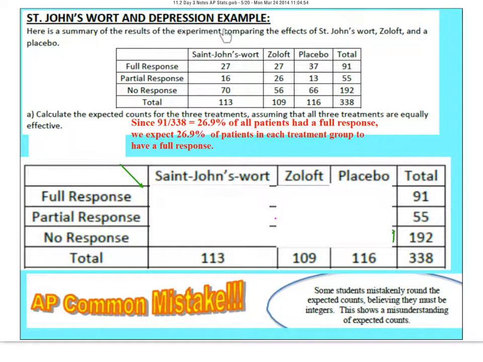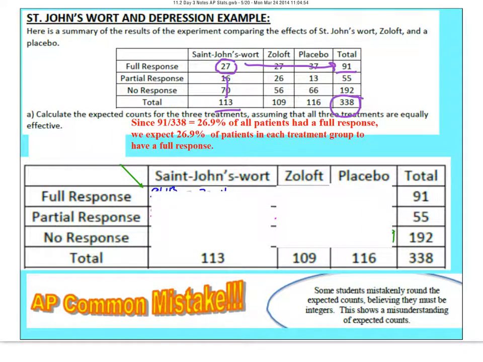John's wort example again. Notice again, it's a two-way table because we have your treatment and we have the responses here. There's two different things. What I can do to figure out the expected counts, we know the observed count for St. John's wort at a full response is 27. But the expected count would be, look at the row of 91, look at the column of 113. The table total was 338.